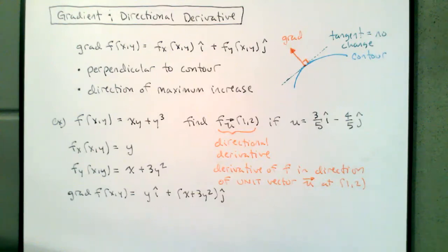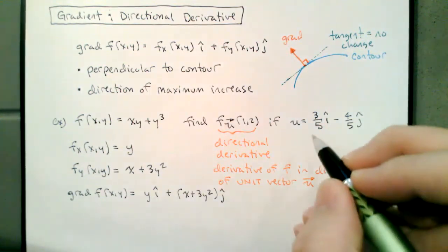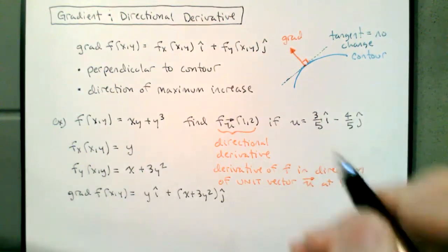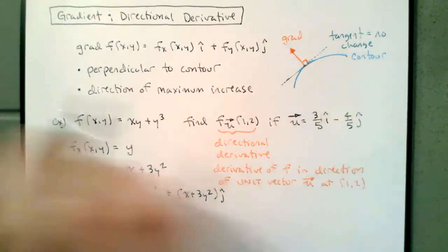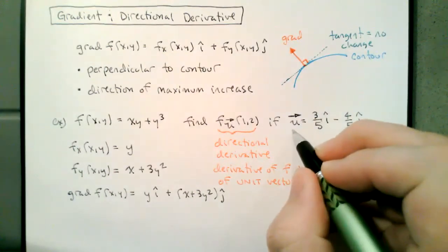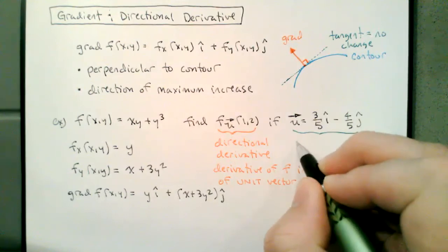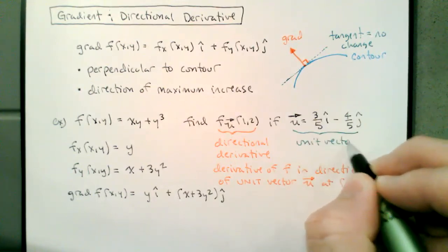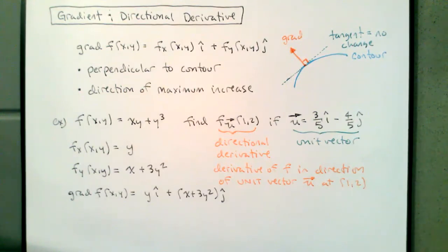Back in the halcyon days of single variable calculus, I just had to give you a point. I just had to say find f prime at 1, because there was only one direction. How does f change when x increases by 1? But now I have to say, here's a point, calculate the derivative, and here's a direction I want you to go. So this u is our unit vector. I forgot to label it as a vector. Remember that a unit vector means its length is 1.